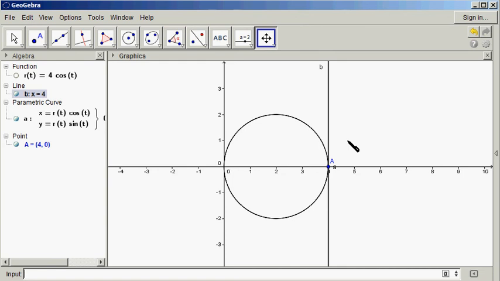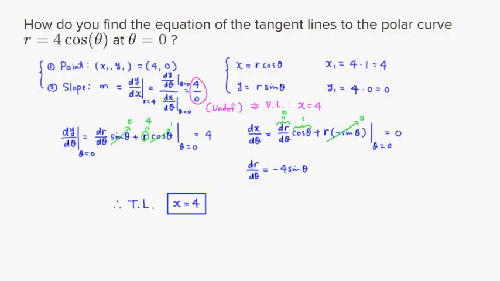So that's how you find the equation of the tangent line for this given polar equation. All right, that's it. I hope that this was clear.